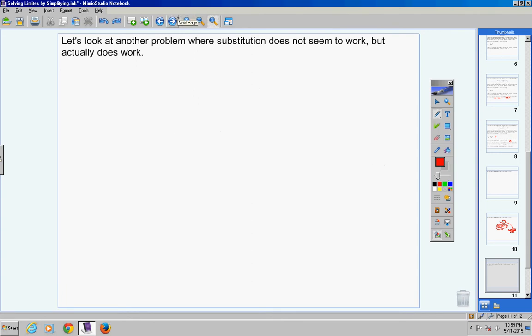Let's look at another problem where substitution does not seem to work, but it actually does work, okay? Here's the problem now. Go ahead and copy this in your notes, please. And let's take a look at this problem. Go ahead and copy this in your notes.